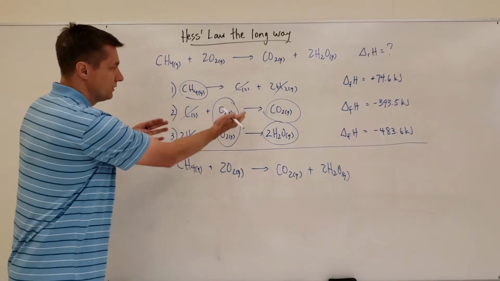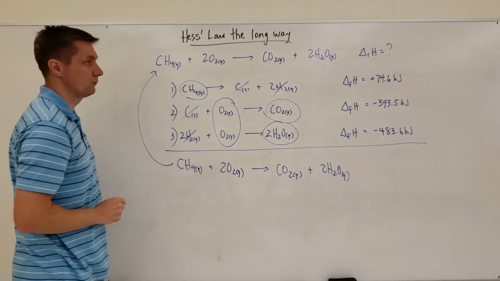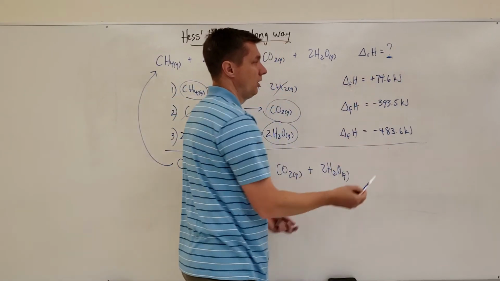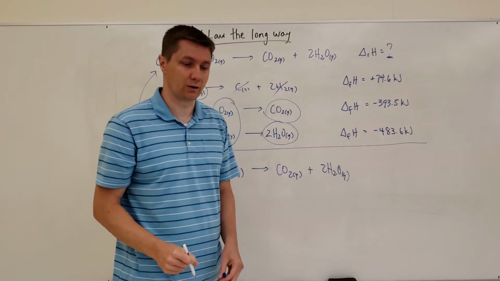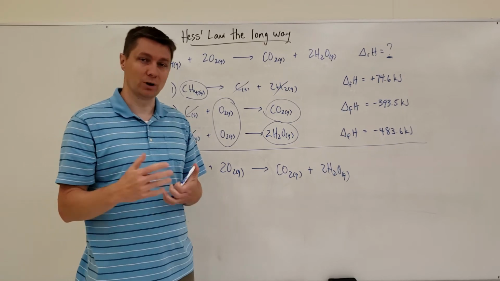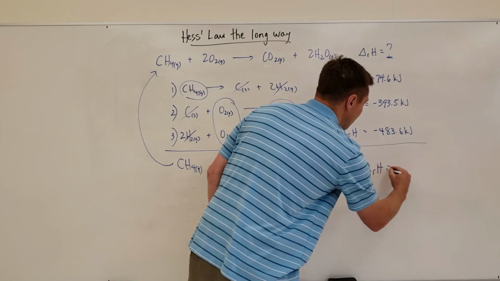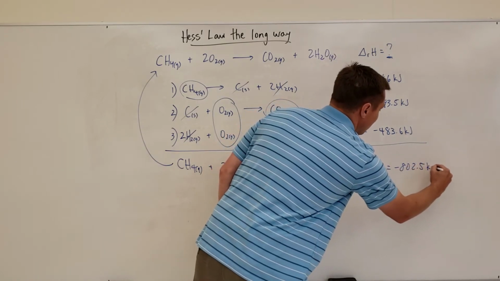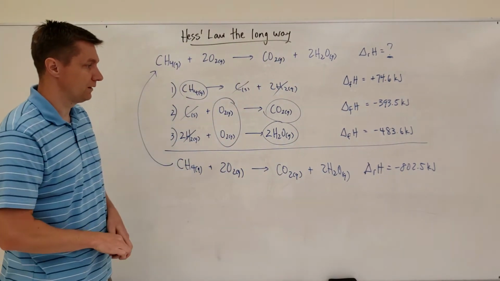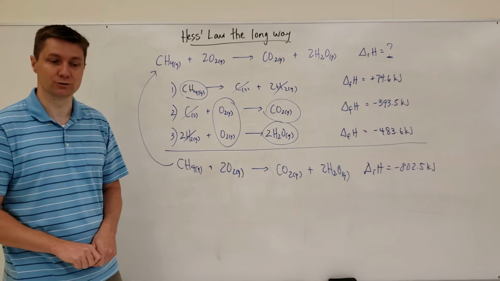And you can see that by using these 3 reactions here, I've been able to perfectly rebuild the reaction that we started with up here at the top. And now, to solve for this right here, all I have to do is add those numbers up together. The biggest thing you've got to watch out for is integers, positives and negatives. If you punch this into your calculator correctly, what you should get is a negative 802.5 kilojoules. And so the heat of reaction for the combustion of methane is a negative 802.5 kilojoules.